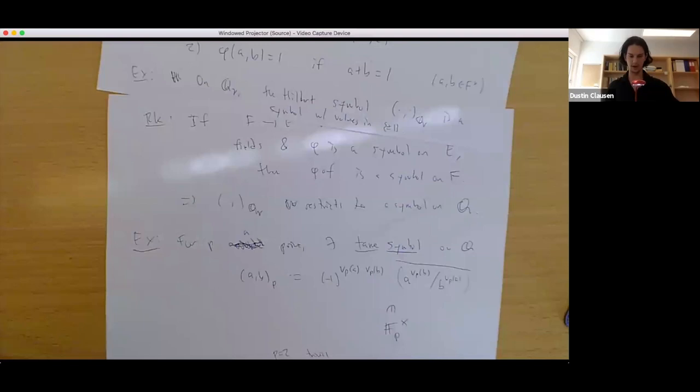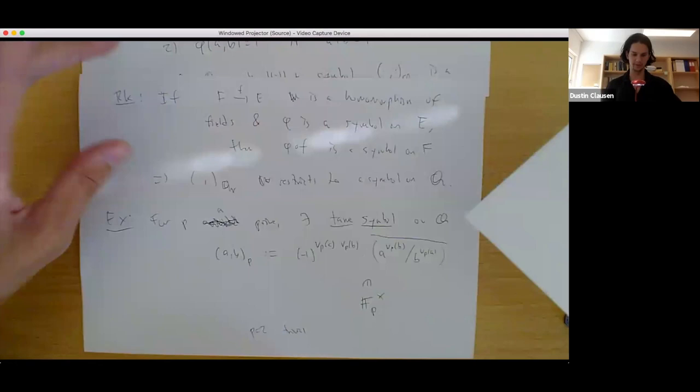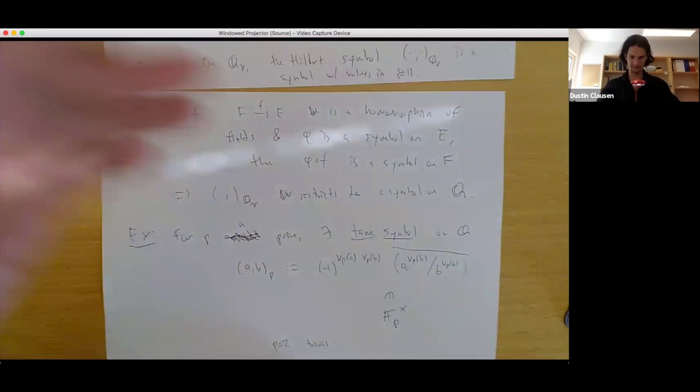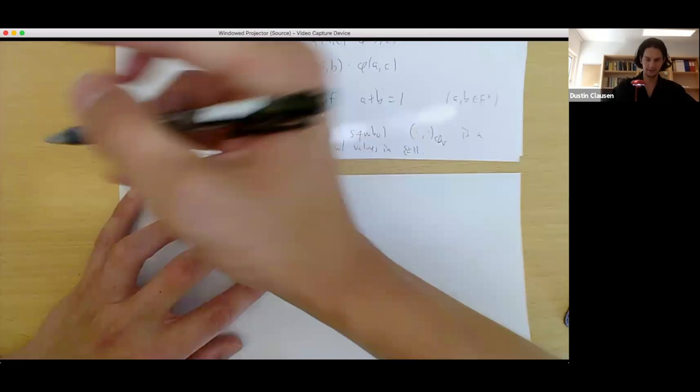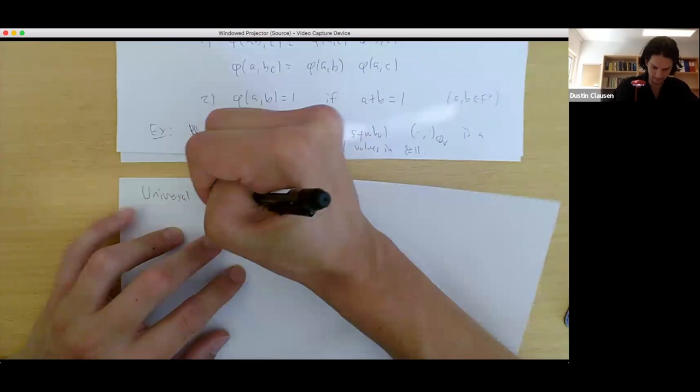So this gives now a wealth of symbols on the rational numbers. And Tate's classification is going to say that essentially we've written down all examples up to trivial modifications, but how do we make that precise? So there's this artifice of the universal symbol, which is some weird formal game that you can play that actually turns out to be useful.